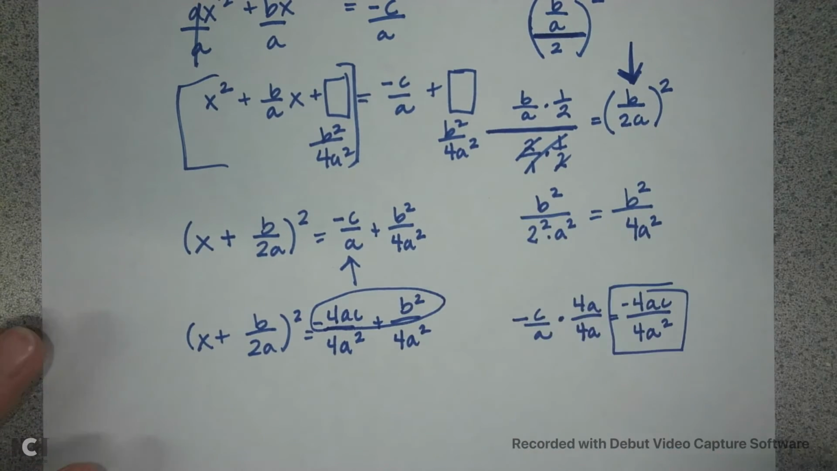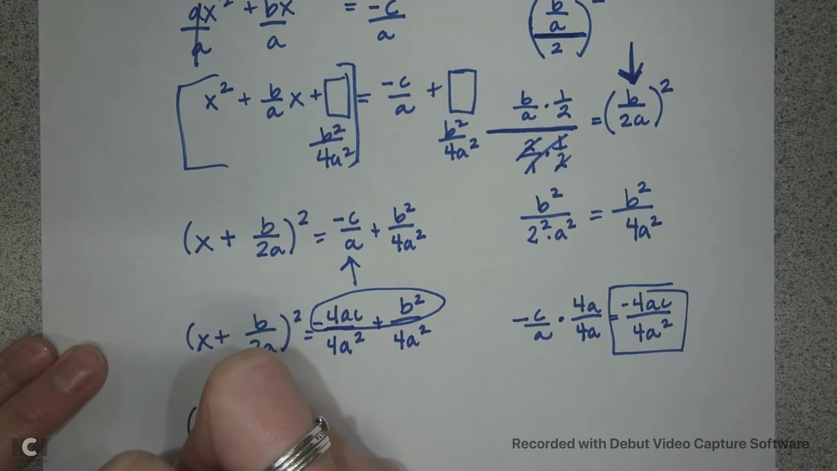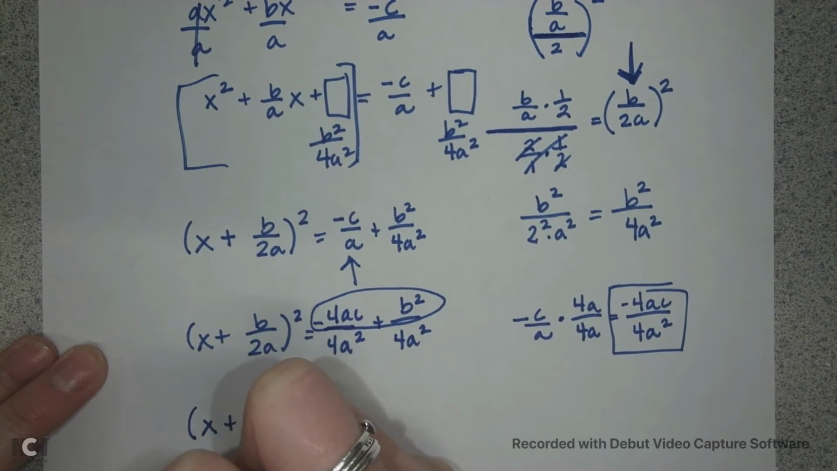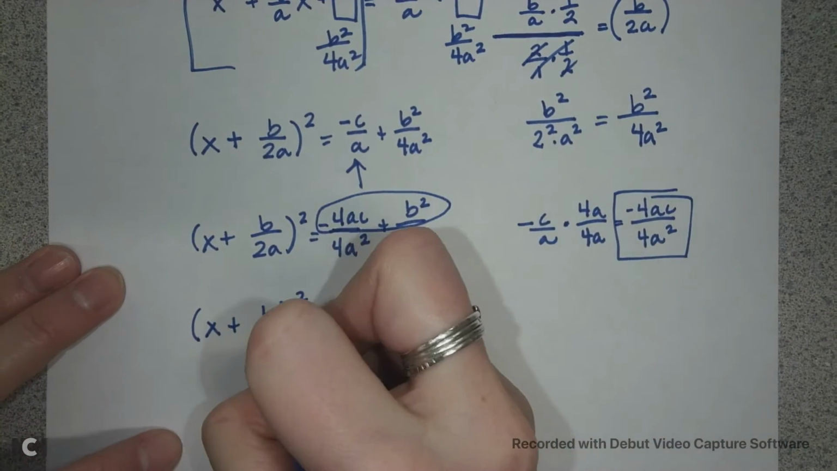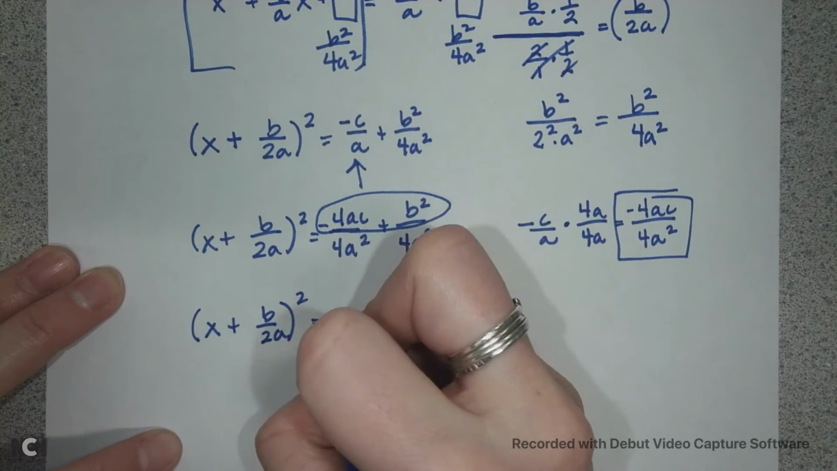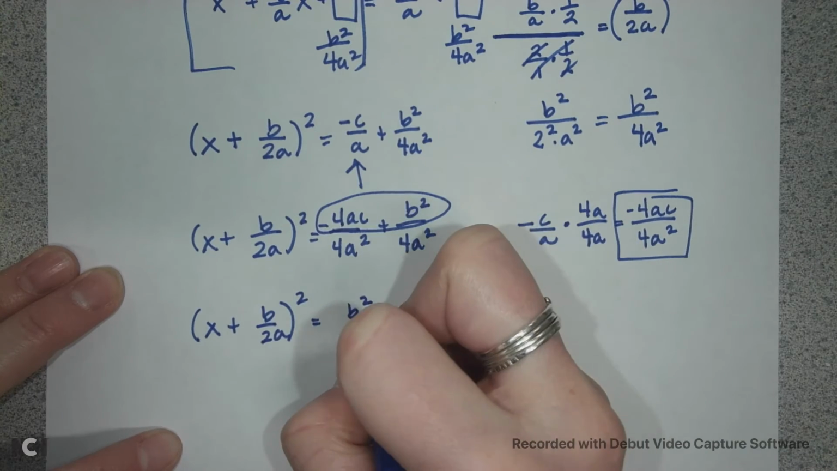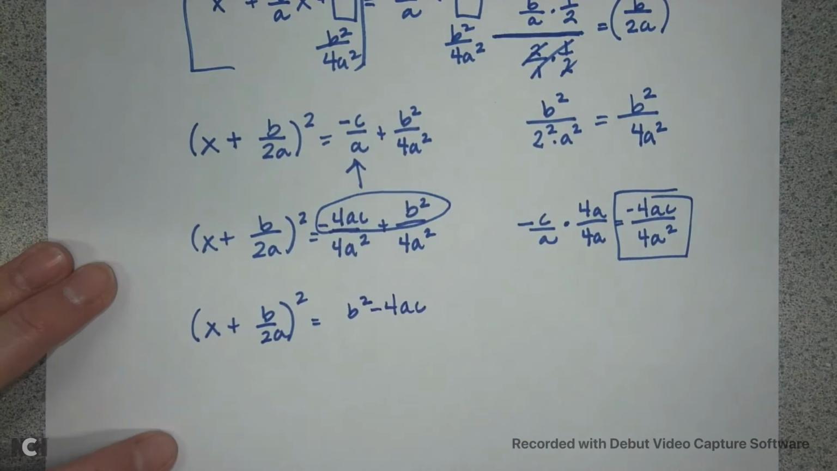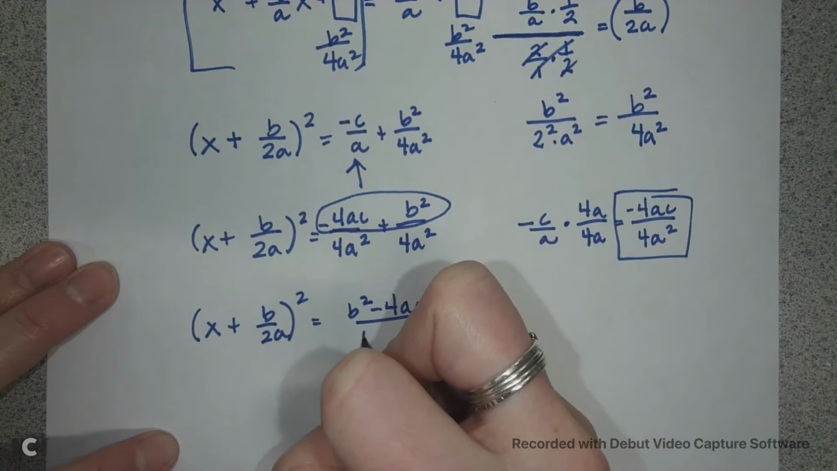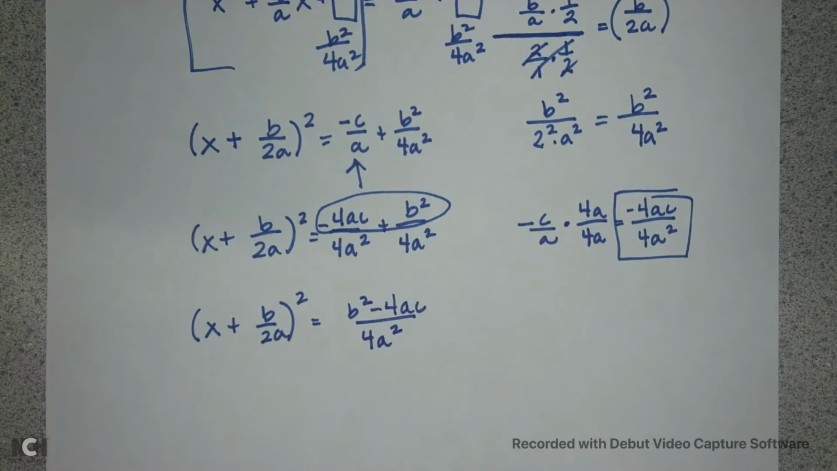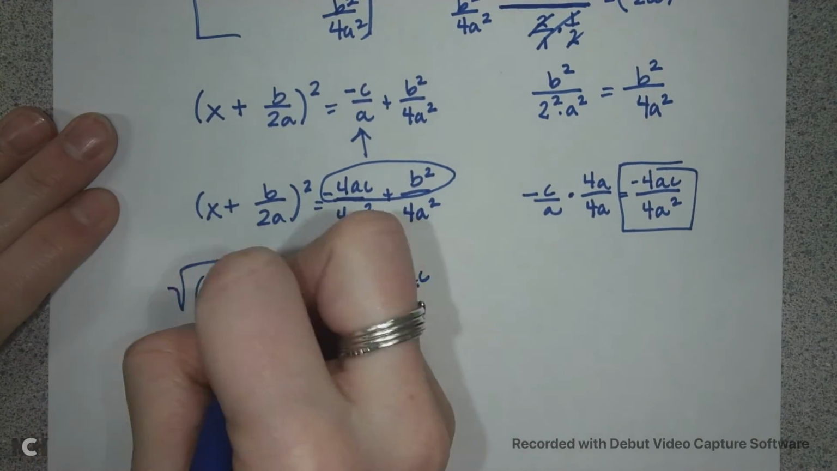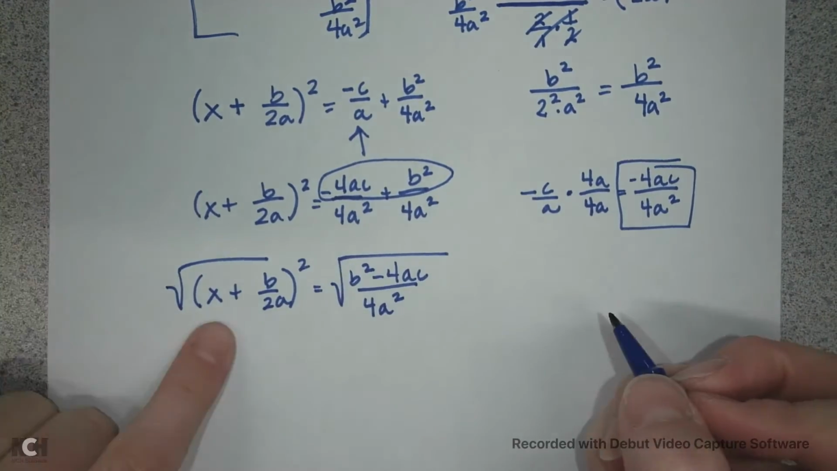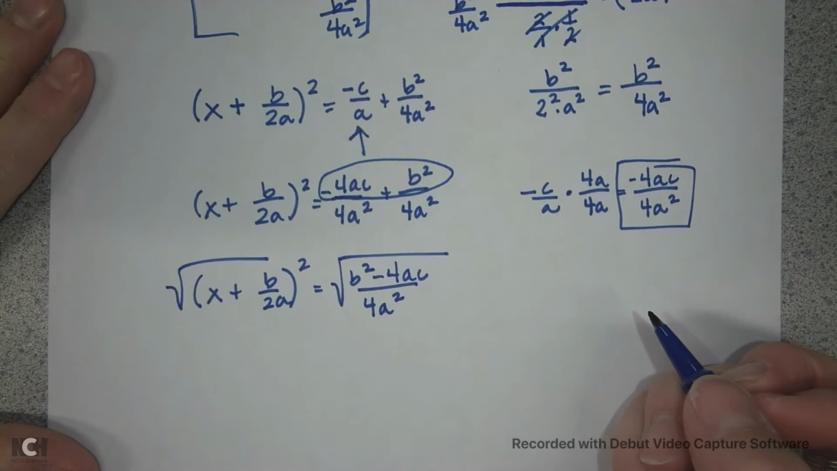And since I like a positive first, we're going to rewrite it a tiny bit. So now we have x plus b over 2a squared equals, so I'm going to put my b squared first, and then my minus 4ac will come after, and that's all over 4a squared. Okay, so now we're going to take the square root, because again, we're still trying to solve for this x.